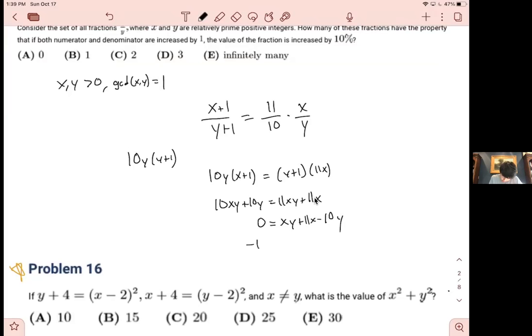So this means that negative 110 equals (x minus 10) times (y plus 11). Yeah, this is Simon's favorite factoring trick because then this equals xy minus 10y plus 11x minus 110. This part equals 0, so it's 1. Yeah, so it's negative 110.